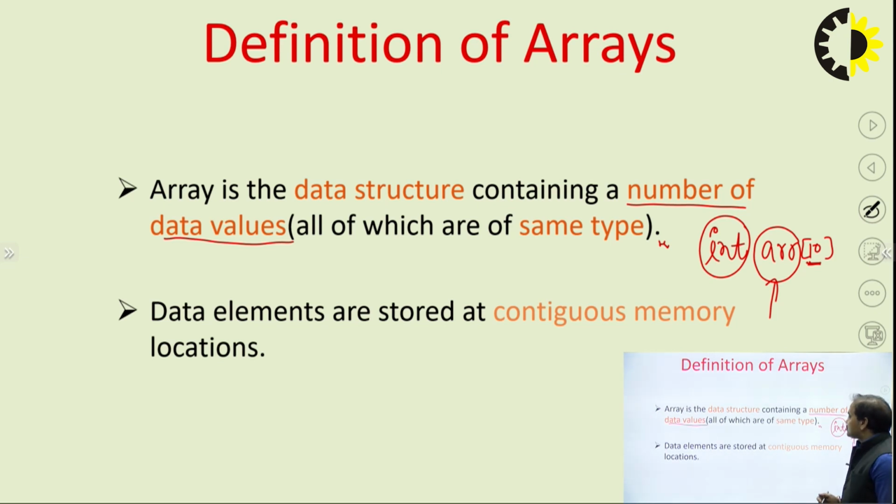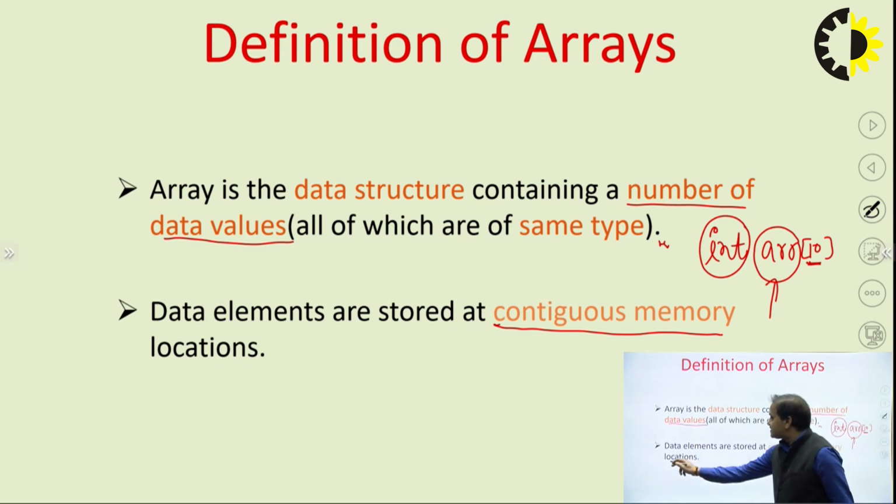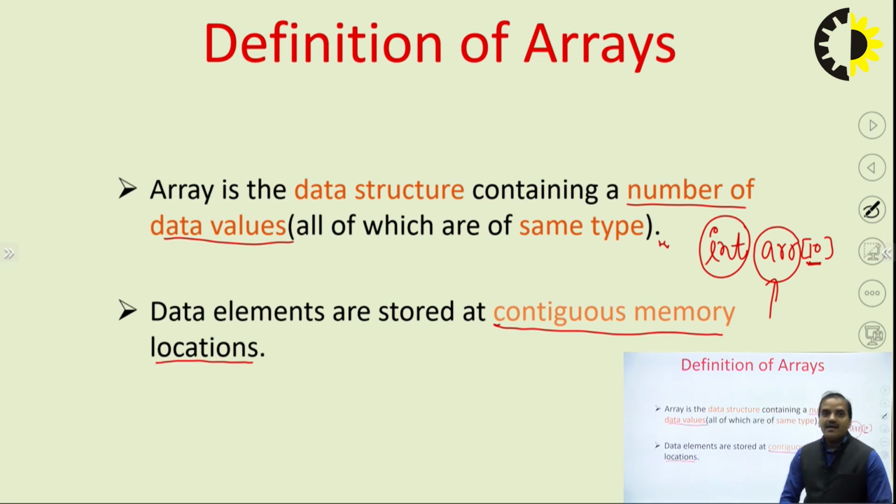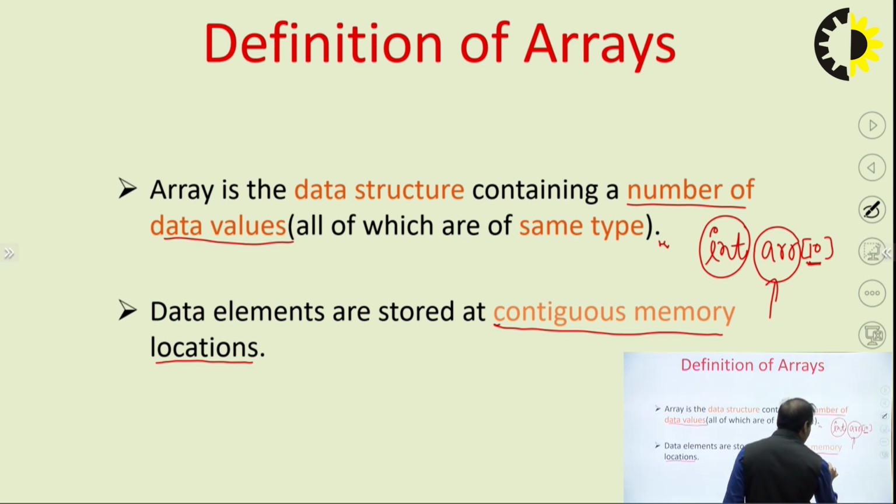Data elements are stored at contiguous memory locations. This is the basic concept of array. Array is a type of data structure which stores values in contiguous memory locations. That means each element has one previous element and one next element, like this.